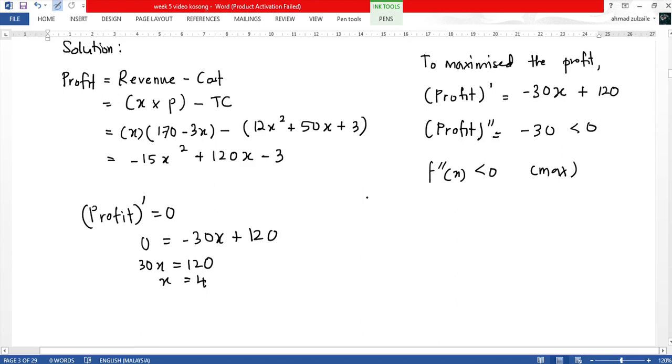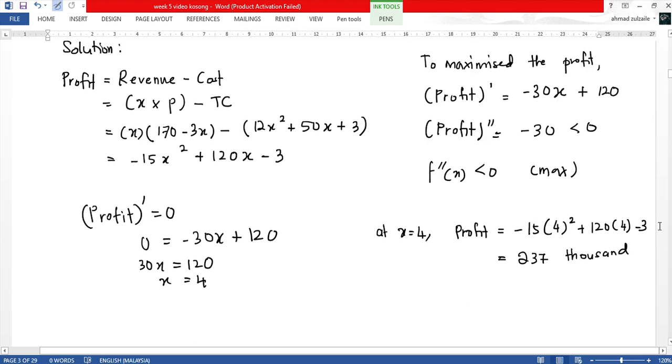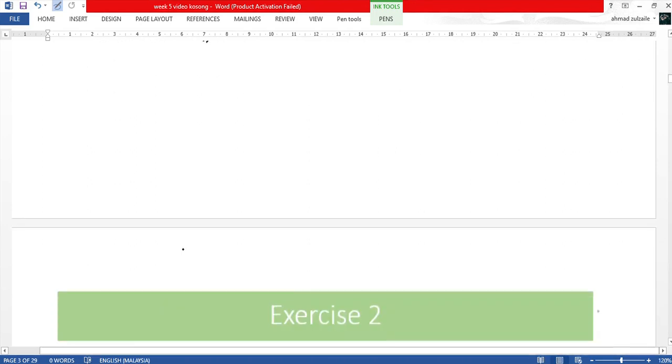Okay, the question also asks what is the value of the profit with x equal to 4. So at x equal to 4, substitute 4 into the profit formula: profit equals negative 15 times 4 squared plus 120 times 4 minus 3. Solve using your calculator, we get 237. Actually this is in thousands, so 237,000. This is the value that we want. So x equal to 4 gives maximum profit. Okay, that's question number 1.